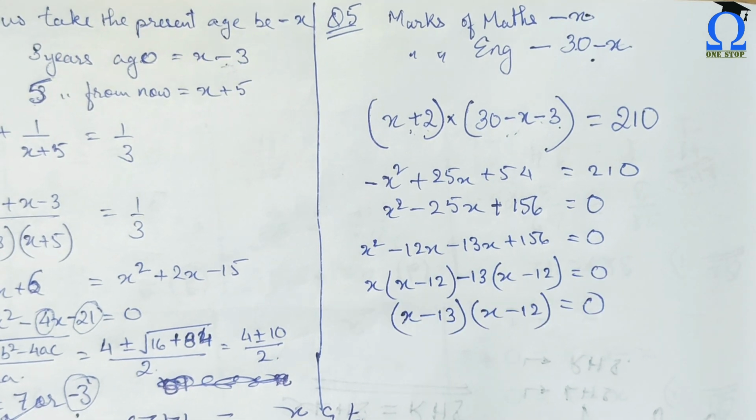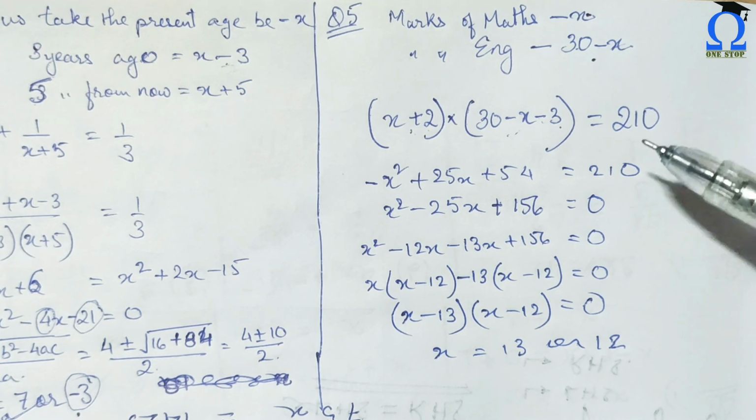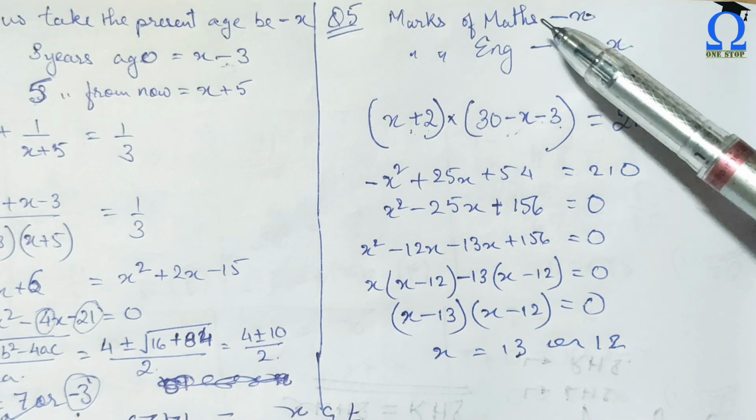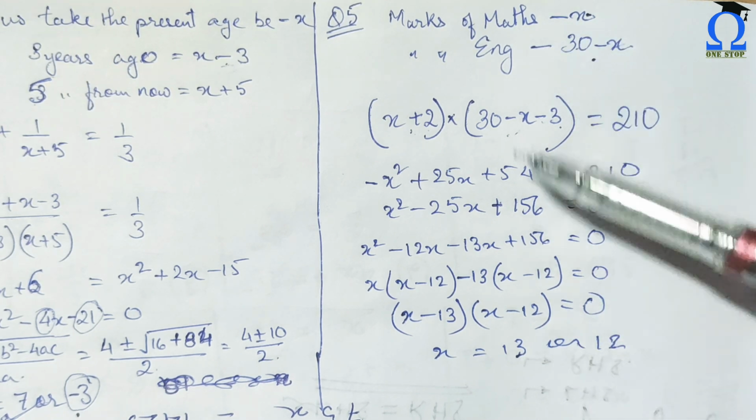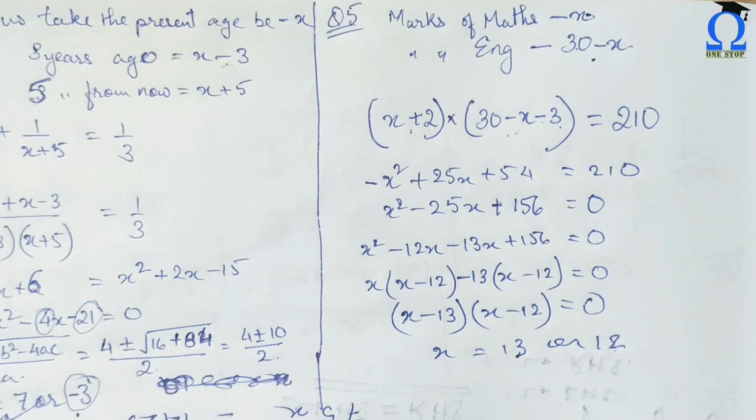Therefore, the answer would be, and since both are positive, both the answers are applicable here, and we can take 13 as maths marks or 13 as English marks. Therefore, vice versa will be for 12 also. Okay, I hope you are getting the concept here.